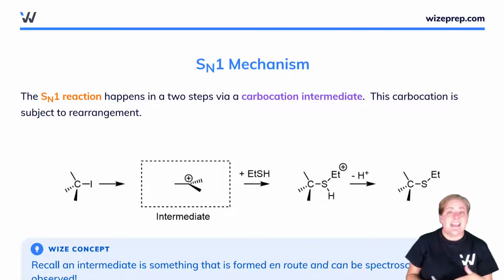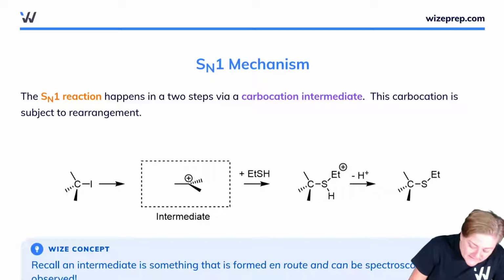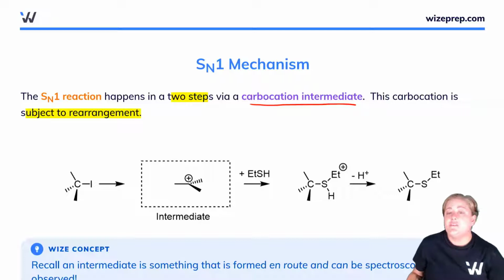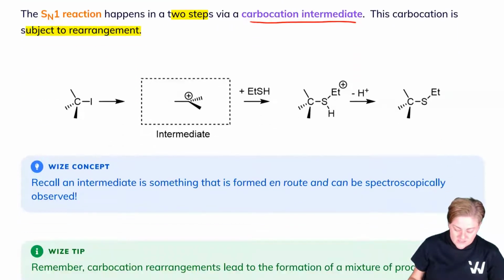So next up is the SN1 mechanism. Now the SN1 reaction happens in 2 steps via a carbocation intermediate. Remember that this carbocation is subject to rearrangement, which means you may get multiple products if you're doing the SN1 reaction. Now I'm going to show each individual step here.